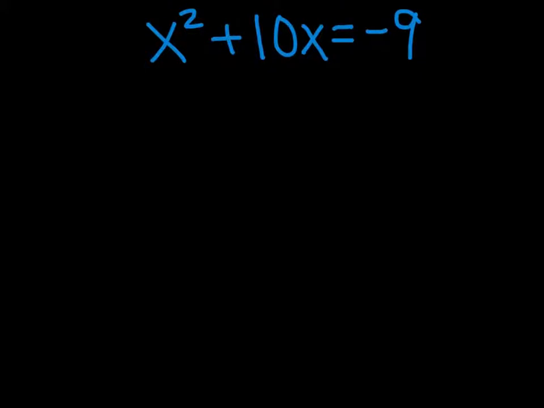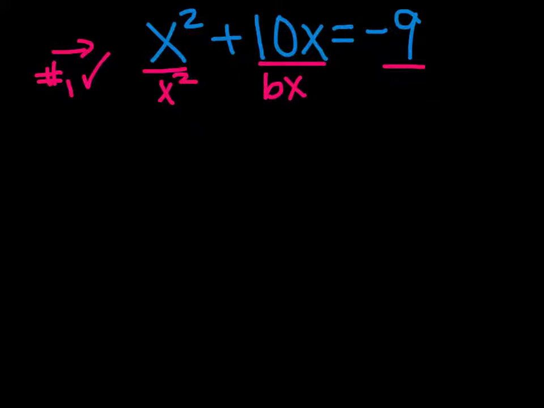We have x squared plus 10x is equal to 9. If we look at this, step 1 is done. Check that off the list. It is in that x squared plus bx equals c format. There is the x squared, here's our bx, and here is our c. So now we need to do our step number 2.